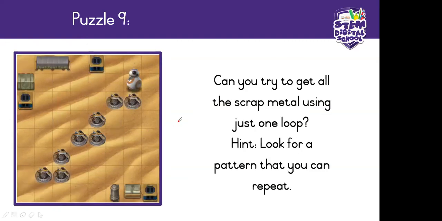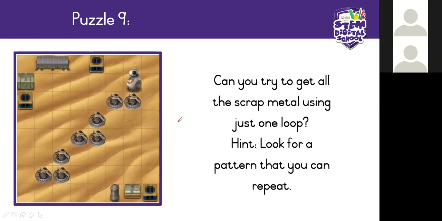Puzzle 9 looks like this. And your instructions will say, can you try to get all the scrap metal using just one loop? That means you're going to use one repeat block. You have to put something inside that repeat block for BB8 to get all the scrap metal. Do you think that's a hard puzzle to solve? Because I think it looks hard if you just look at it like that. But after you try and solve it, you're going to see how easy it really was. It just looks hard.